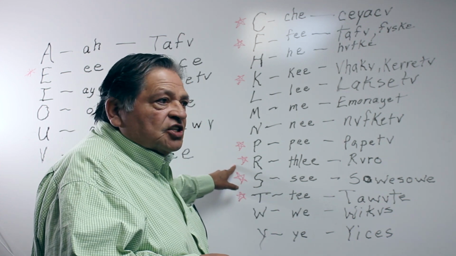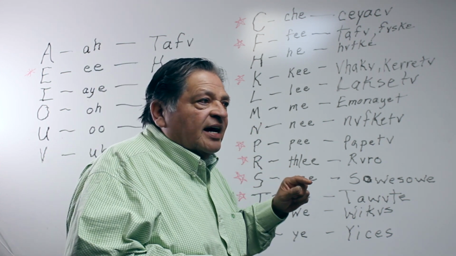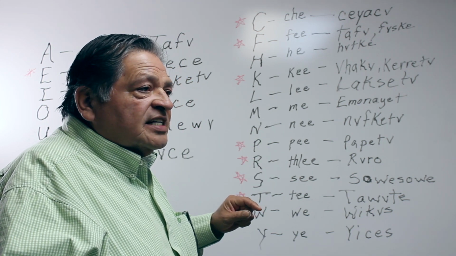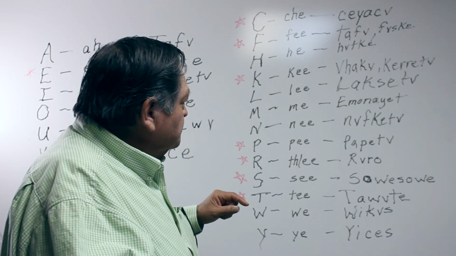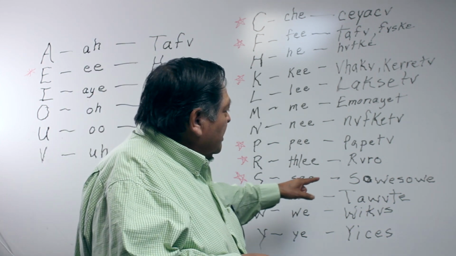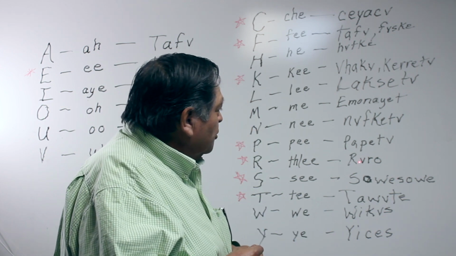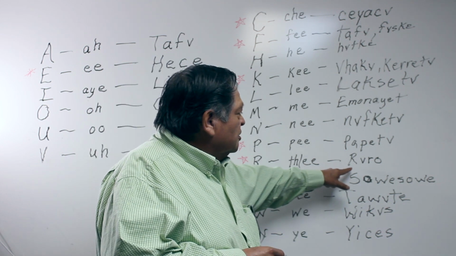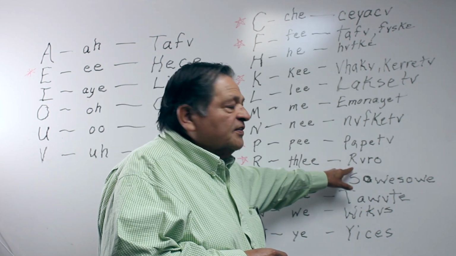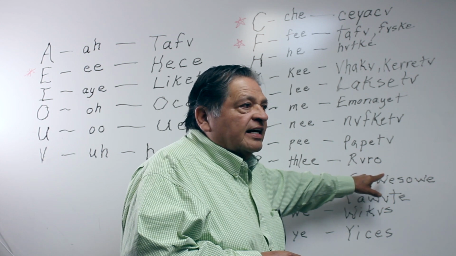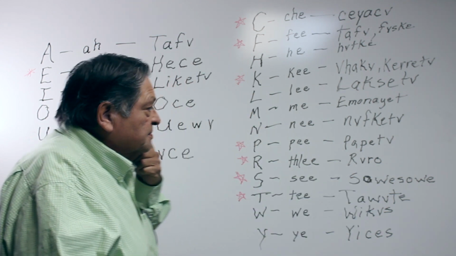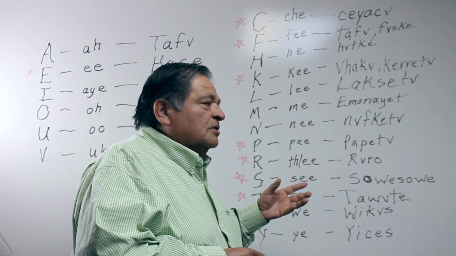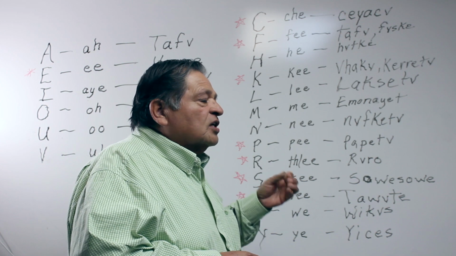Now, you see it has a star by it because it also has two sounds. It has a soft sound, sa, and a hard sound, za. Here's an example of that. The word sazlo. Sazlo means fish. The first sa is soft. The second one is hard. Za. Sazlo.